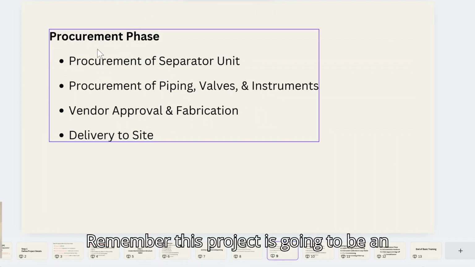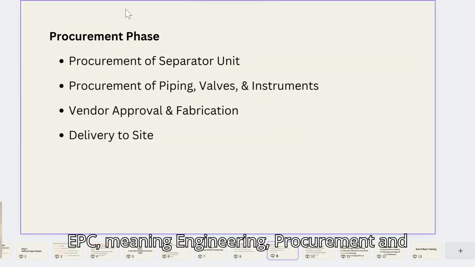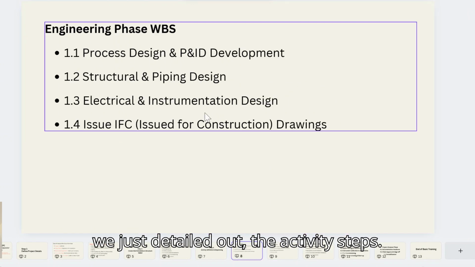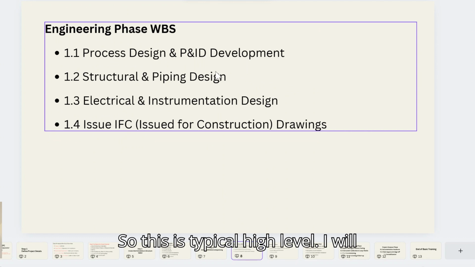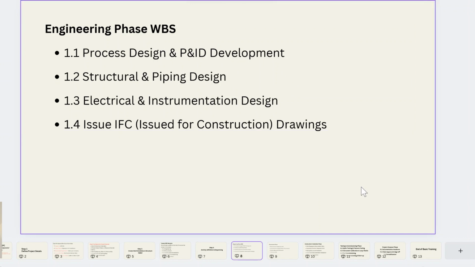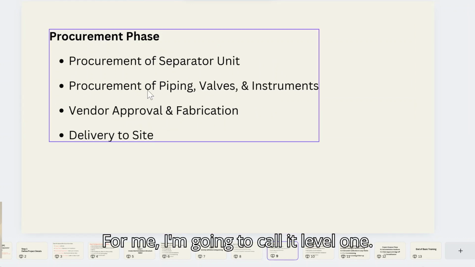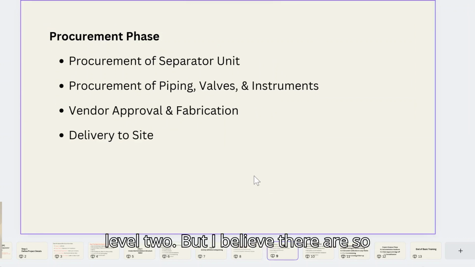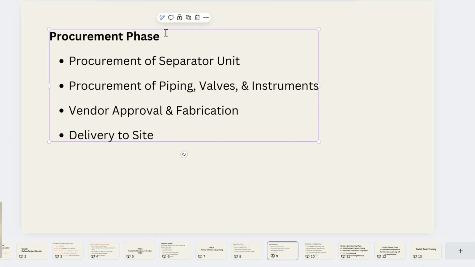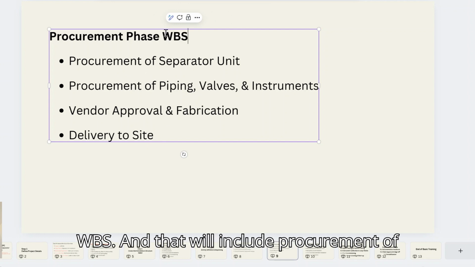Remember, this project is going to be an EPC, meaning engineering, procurement, and construction. So the engineering is what we just detailed out, the activity steps. This is typical high level. I will call this level one, or level two, depending on who is preparing the schedule. For me, I'm going to call it level one. Someone else might call it level two. But I believe there are so many details to go into when you break down each of these activities. The next will be the procurement phase WBS.